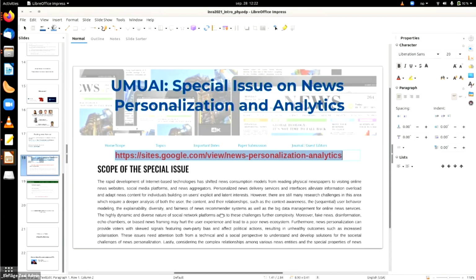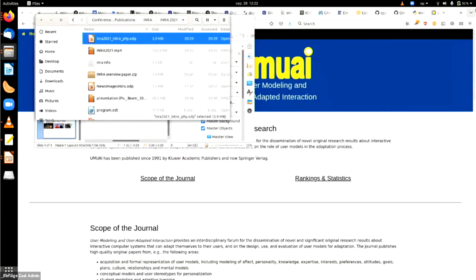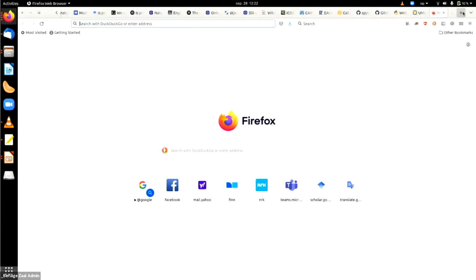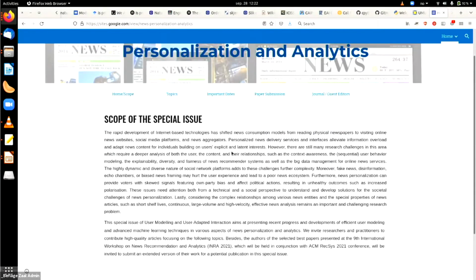So we have some preliminary important dates, but they are not set yet. We haven't really discussed and set the last deadlines. So these are news from us.